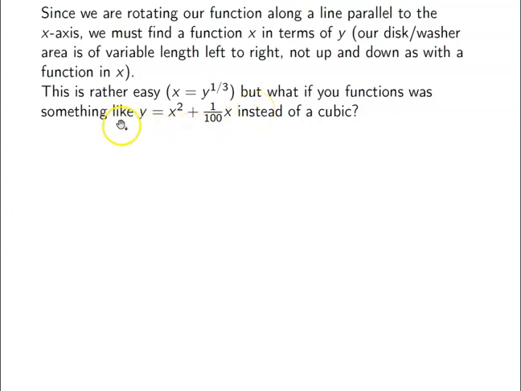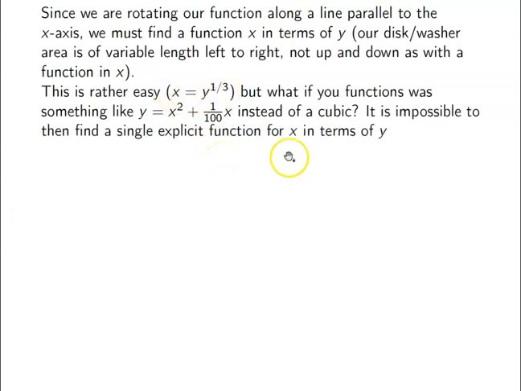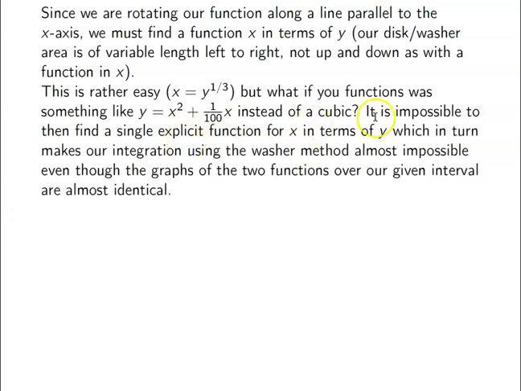Well, what happens if we have a different function, something like x squared plus 1 over 100x? I specifically chose this function because it's very close to the function that we've already solved, right? So is it impossible to then find an explicit function for x in terms of y? It is indeed, because we would need two functions in order to mimic this same function, right? So in turn, it makes our integration using the washer method almost impossible.